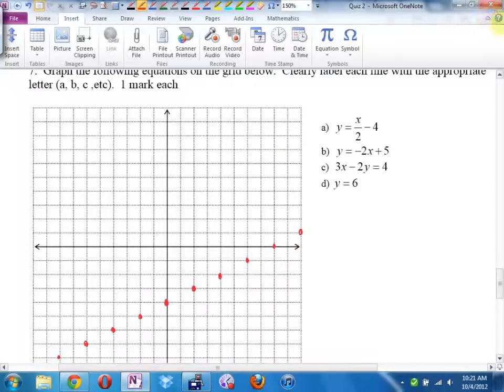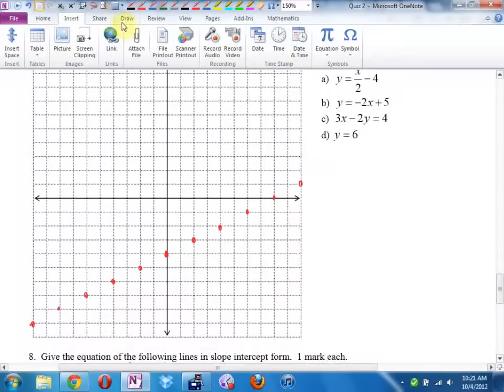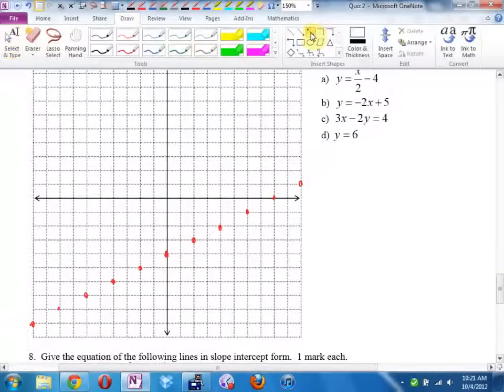For the test, if you don't have a ruler, get one, borrow one. I have some over there. I'll try and do, oh, I know what I can do. Cool, cool.